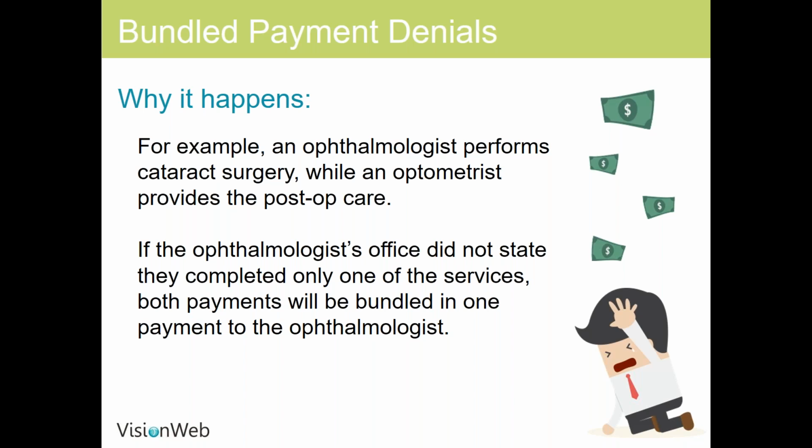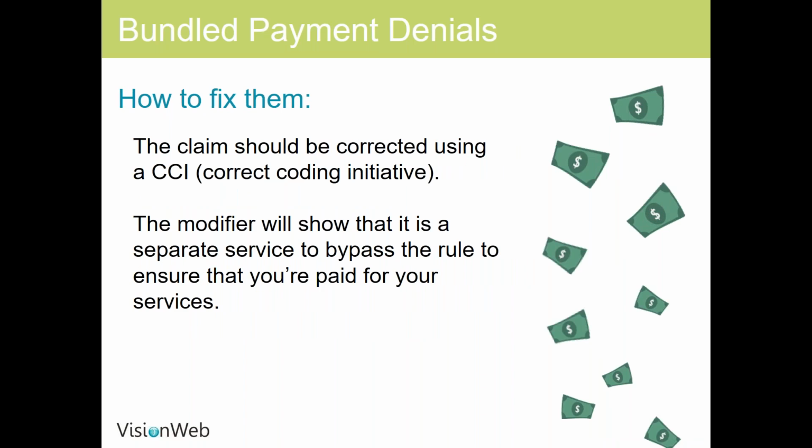Now, having said that, how do you fix it? Well, you want to go by the correct coding initiative, and by that, let me put that into English for everybody. A modifier will bypass this correct coding initiative when appropriate. When appropriate, okay? You don't want to stick it on every claim. But a 59 modifier is for a separate identifiable service.